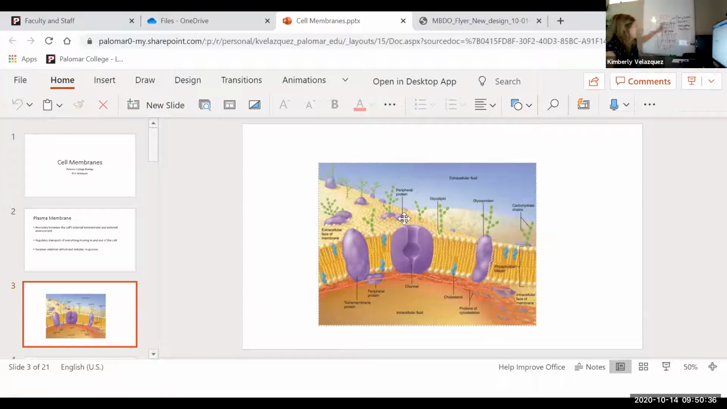So there are some proteins that span the whole distance, and those are called transmembrane, and then we have some just on either just the outside, or we could have one just on the inside, and that would be called a peripheral protein also. Any questions about that?